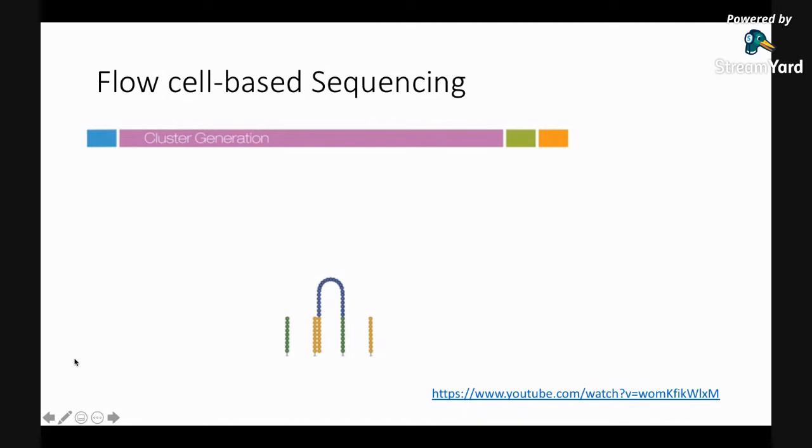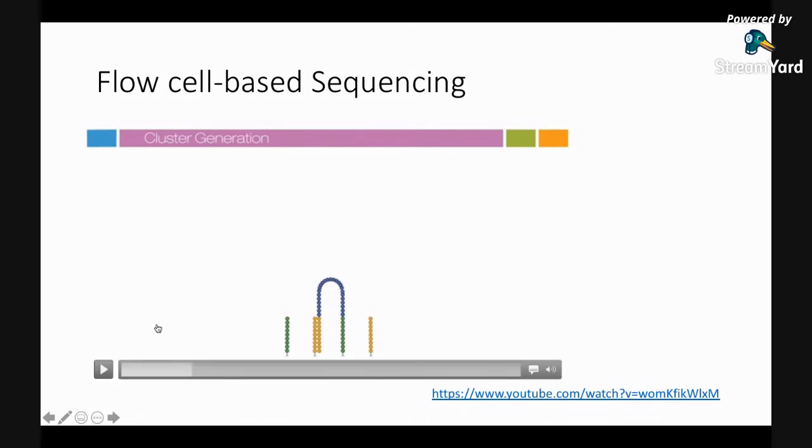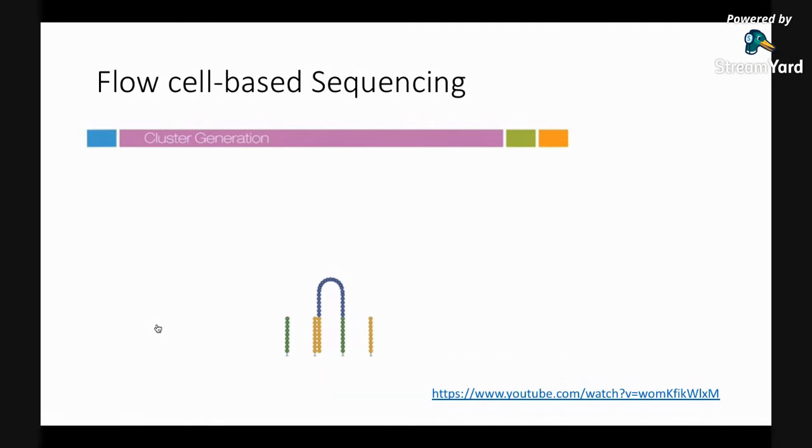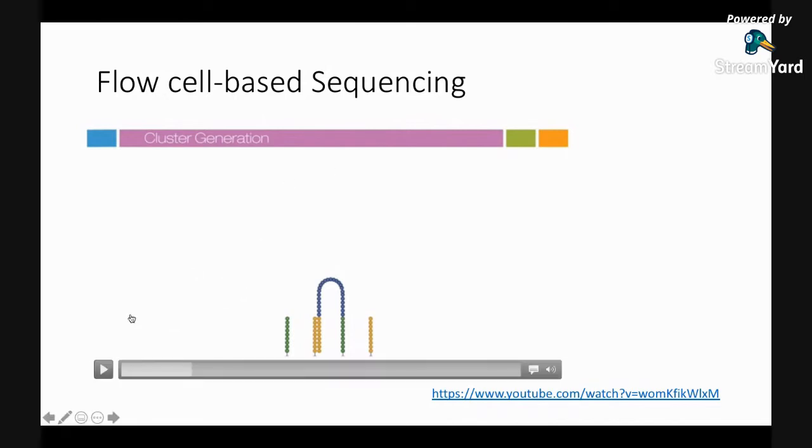So just to make things clear, this universal sequence at the end is needed for the first hybridization to this cluster. Yeah? Without that, you wouldn't really hybridize it. Yeah?